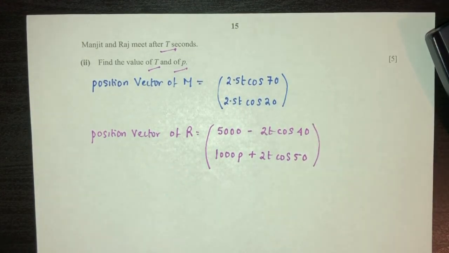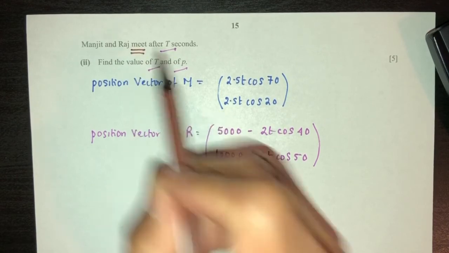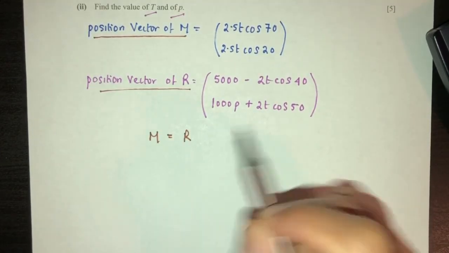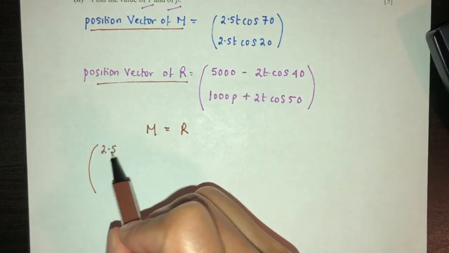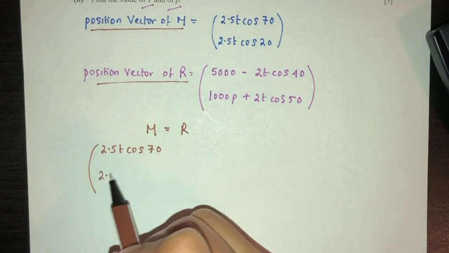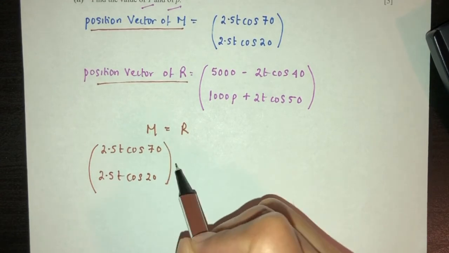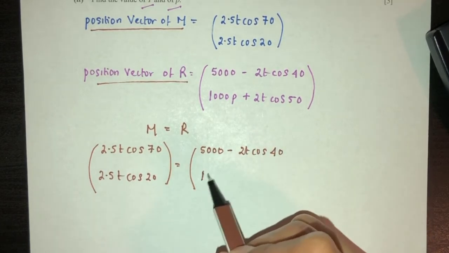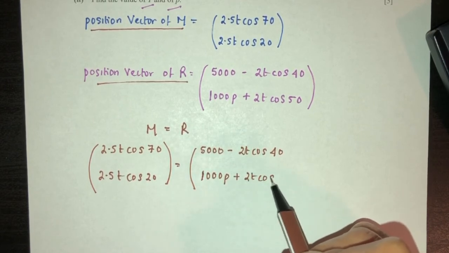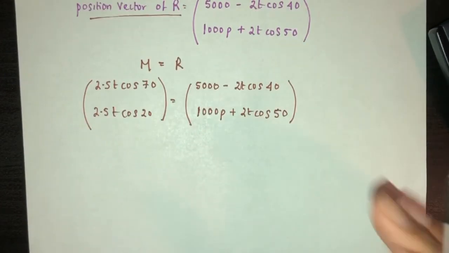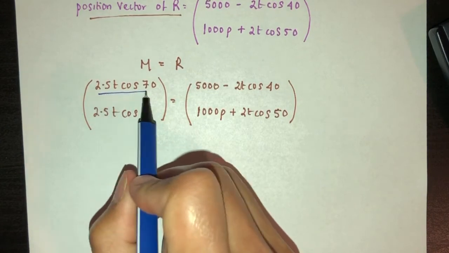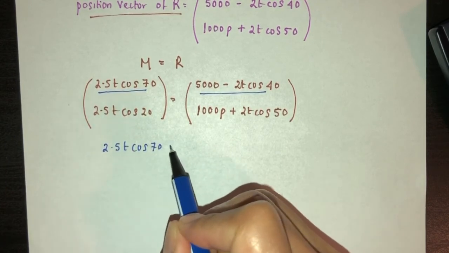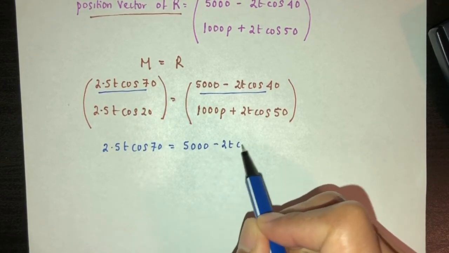Okay, so when it says that they meet, it means that the position vector of M is equal to R. So you have to equate M equal to R. So let's write down. You will have 2.5t cos of 70 over 2.5t cos of 20 is equal to 5,000 minus 2t cos of 40 and 1000p plus 2t cos of 50. So one by one, let's equate the first one, this with this, to find the value of t. So first line, you will have 2.5t cos of 70 is equal to 5,000 minus 2t cos of 40.